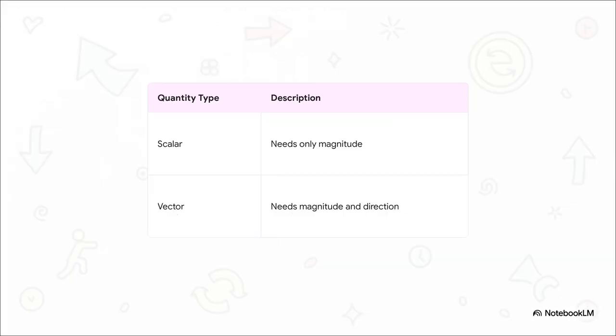So how do scientists actually classify these ideas? Well, as this table breaks down, physicists categorize distance as a scalar quantity. Scalars are simple. They just need a number, a magnitude. Displacement, on the other hand, is a vector. Vectors are a bit more demanding. They require both a magnitude and a direction to give you the complete picture.